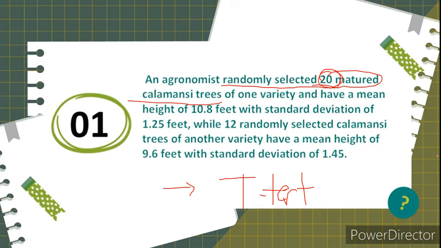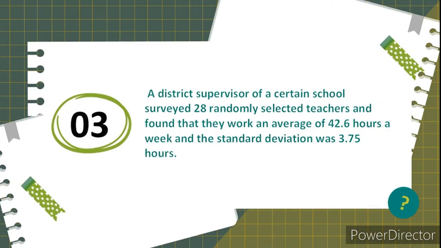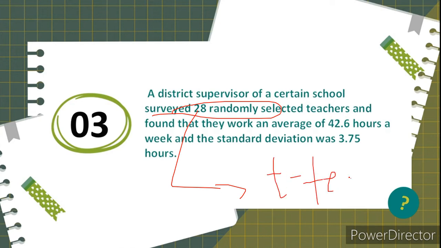Number 1 is t-test. Kasi the sample size is 20, less than 30, no? Then, since here po, number 2 is a sample of 70. It is greater than 30. That's why we gonna use z-test. How about number 3? A district supervisor of a certain school surveyed 28 randomly selected. So we have the sample size of 28. This is t-test. We use t-test because of the sample size, which is 28, less than 30, right?